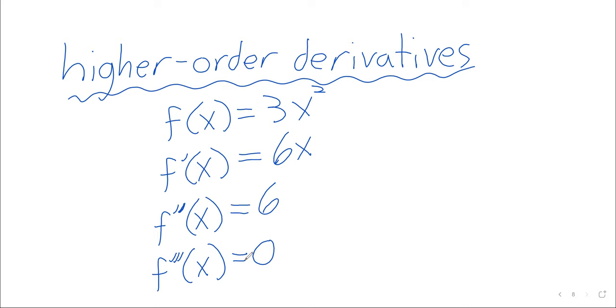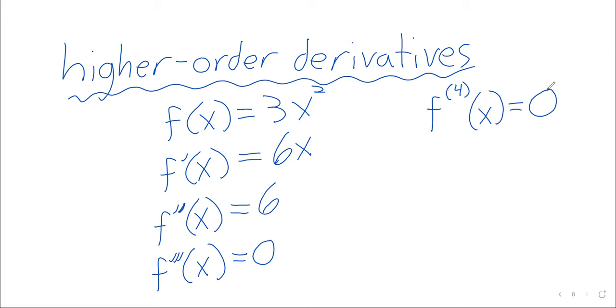At this point, if we just keep adding apostrophes, it's going to get very awkward to read very quickly. If we're now taking the fourth derivative, we took the derivative once, twice, three times. Now we're taking the derivative four times. We put a little 4 in parentheses next to the f. f, the fourth derivative. The derivative of the zero function is still the zero function, because the derivative of any constant is zero. This is a constant. Its derivative is zero.